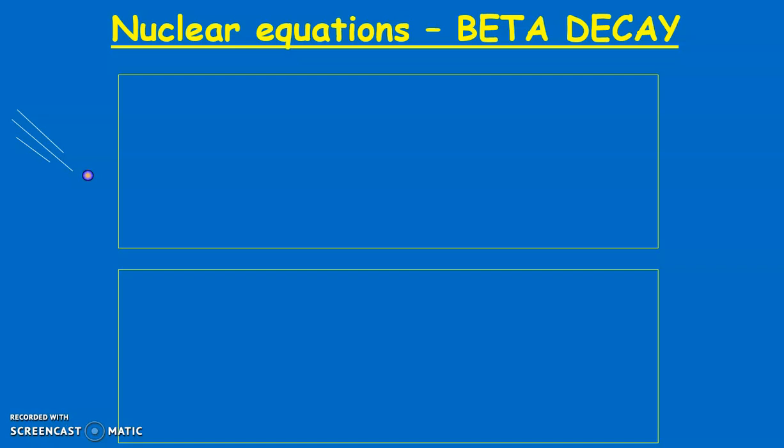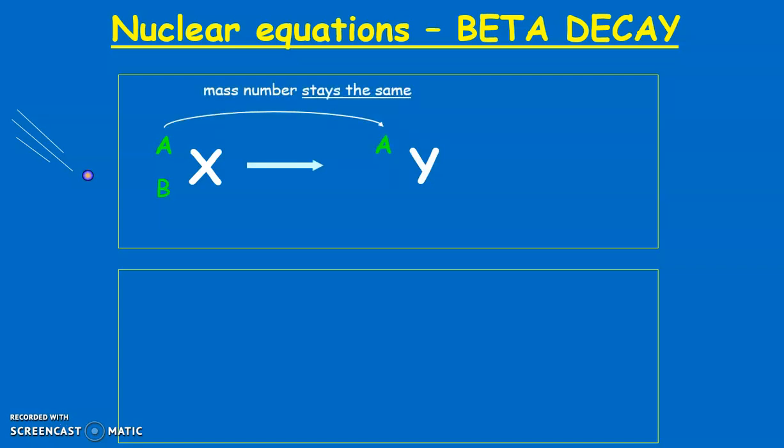Next one, beta decay. Again, let's start with a generic one. X is your element. A is your mass number. B is the atomic number for that X element. Turns into a new element. In this case, the mass number stays the same because the neutron turns into a proton. So the mass has not changed. Neutron and protons have the same mass. However, because a neutron is turned into a proton, we've gained 1 proton as such. And we refer to the beta particle as e 0 -1.